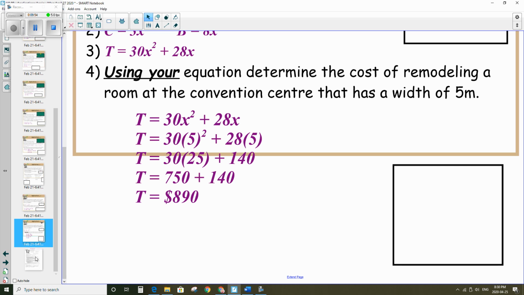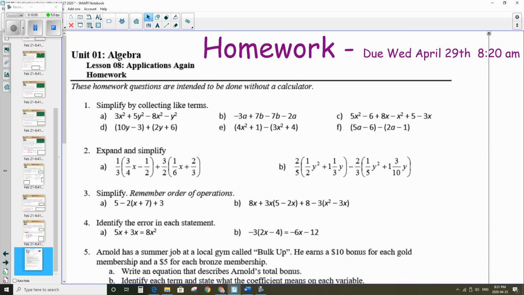All right, so those are two examples that I wanted to do with you guys, so that you've got some more application questions as examples. Your homework is this page here. I am also going to put this page into Google Classroom if you're finding it hard to see what the questions are in the video.